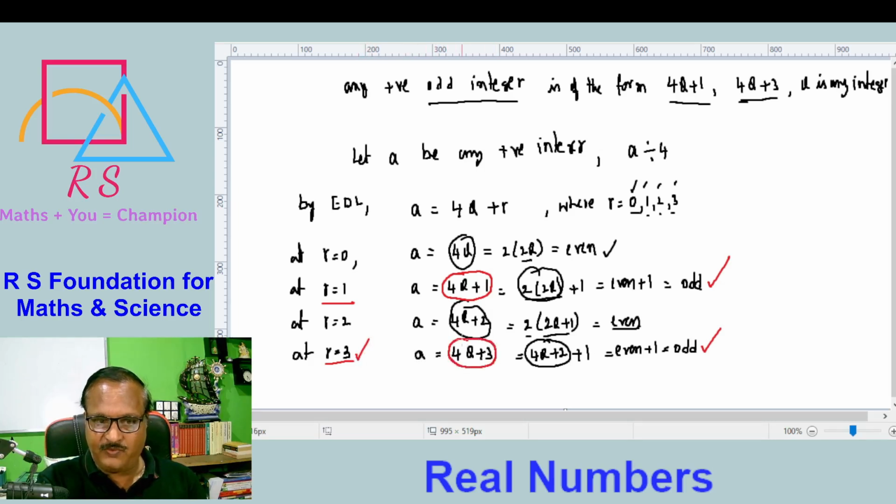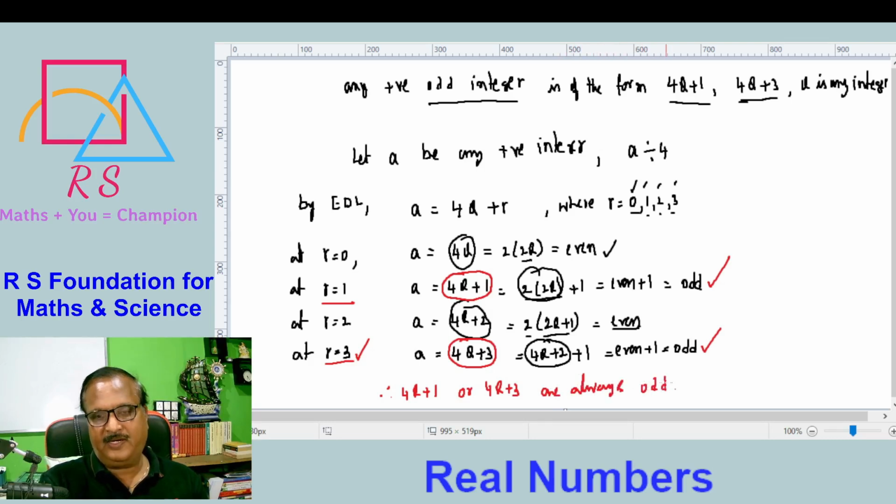Because we have assumed 4q plus 1, therefore both 4q plus 1 and 4q plus 3 are always odd, and they are in the form of an odd number. Okay, it is given that odd numbers are in the form of 4q, so therefore the odd number you can write like this also.